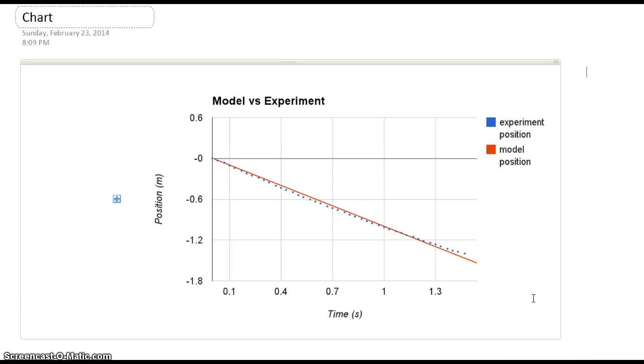Next, we compared the measurements from the experiment observed motion in video to the model's predicted position plotted in a time versus position chart. Here, the positions of the ball's motion from the observation in the video are represented by the blue line, and it is labeled experiment position. And the positions of the motions from our computational model are represented by the red line, as seen here and here.